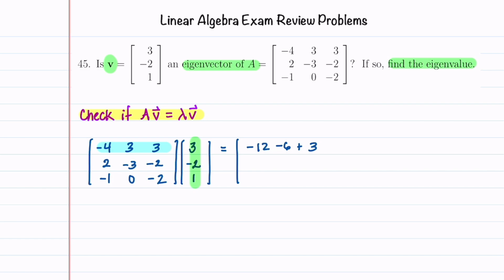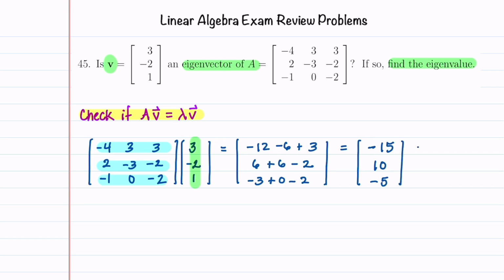And now we're going to look at our second row and multiply it by our vector v. And we get a 6, plus 6, minus 2. And now we can look at our last row and multiply that by our vector v. And we get a minus 3, plus 0, minus 2. Now let's add this up. We have a minus 18 plus 3 is a minus 15, and then a 12 minus 2 is a 10, and then we get a minus 5.